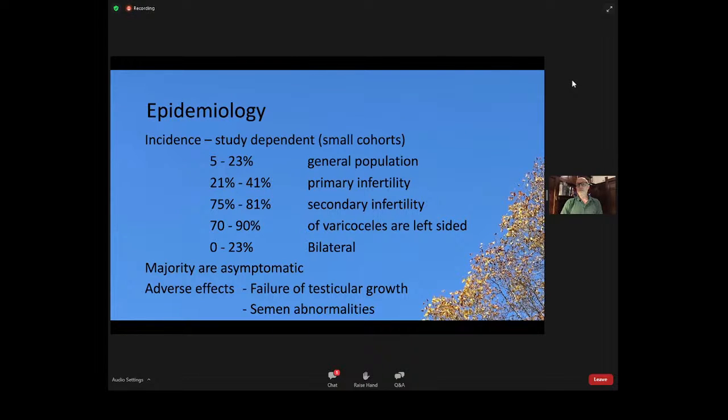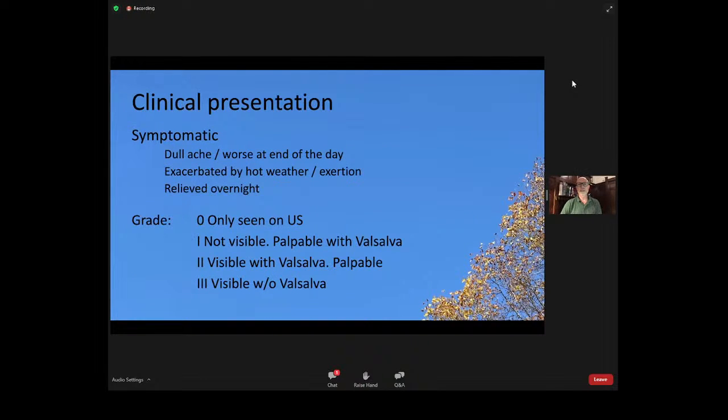These days, and this is something that's changed in my clinical practice over the last decade, the majority are asymptomatic. Most of our patients referred for varicocele embolization now are referred for fertility reasons, and I'll go into that in a little more detail. For patients who are symptomatic, we recognize those symptoms very well: a dull ache, typical venous symptoms, a dull ache at the end of the day, exacerbated when veins dilate, so hot weather and exertion, and relieved when lying flat. All the kind of plumbing around veins that we'd expect.